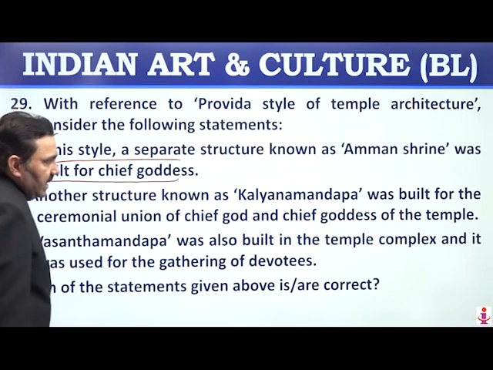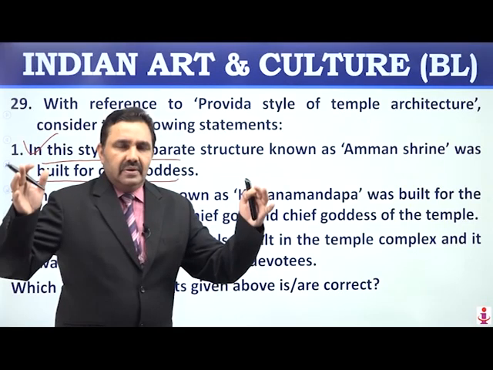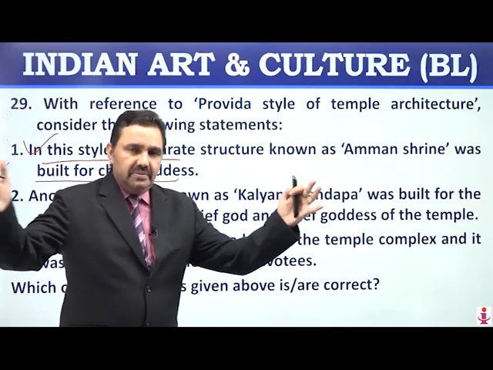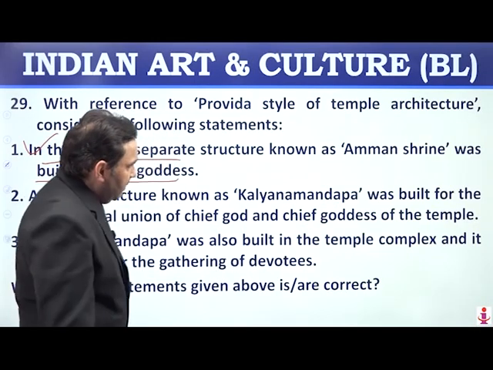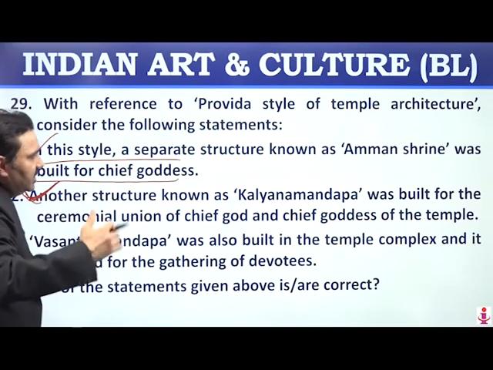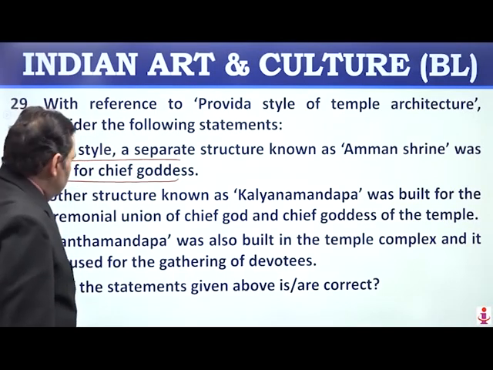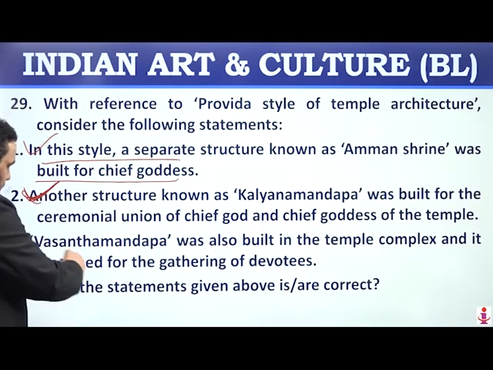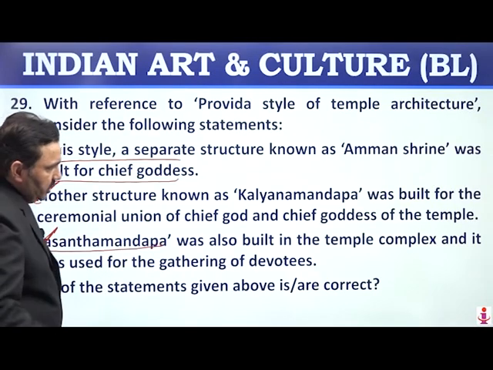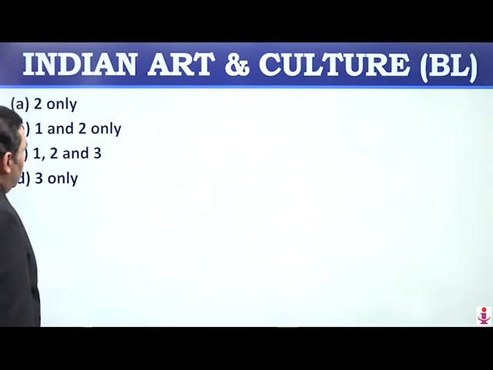Another structure known as Kalyanam Mandapa. Kalyanam means marriage, marriage hall. So, on the occasion of Mahanavami festival, the images of chief god, chief goddess were brought from their respective structures and they were placed in Kalyana Mandapa, that was indicating their ceremonial meeting or their marriage. So, Kalyana Mandapa was also built here for the union of chief god and chief goddess. Vasanta Mandapa was also constructed for the gathering of devotees. So, this is also correct here. 1 to 3, all are correct. Option is C.